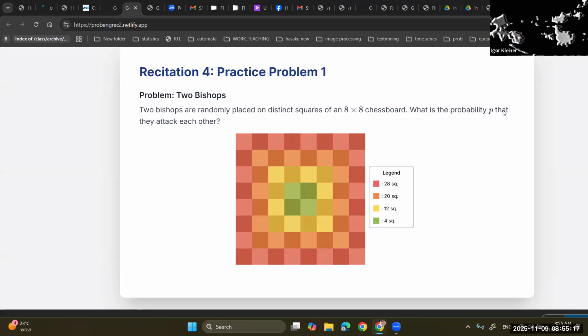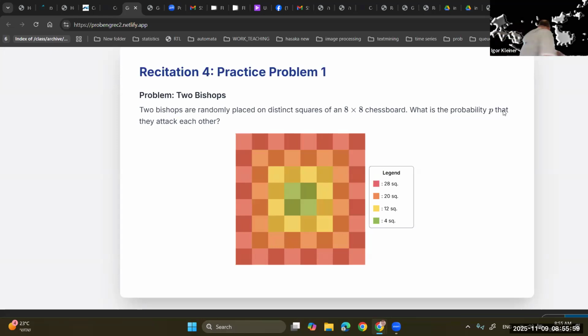But if we put the first bishop here, how many squares will it attack? We can count: 1, 2, 3, 4, 5, 6, 7, 8, 9. If we put the first bishop here, it will attack 9 squares. Yes? If we put it here, 1, 2, 3, 4, 5, 6, 7, 8, 9. Also 9.